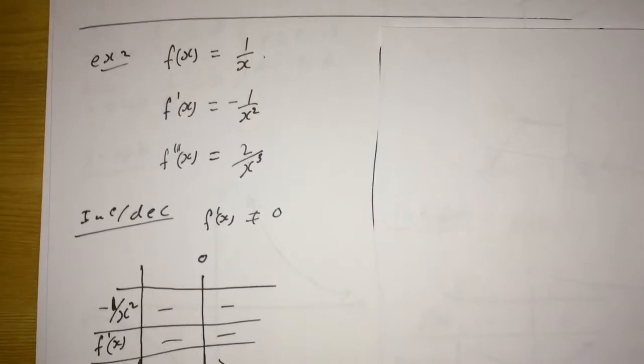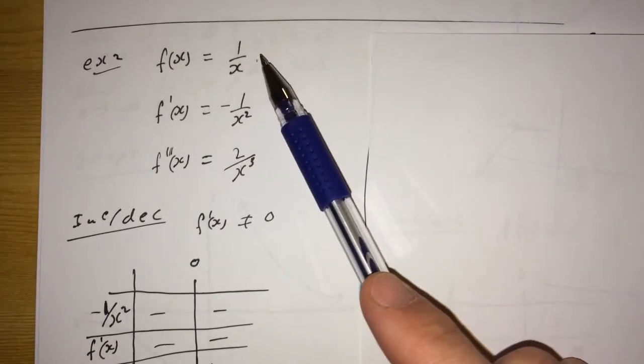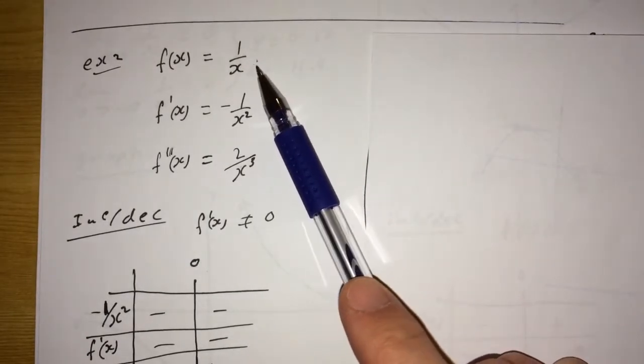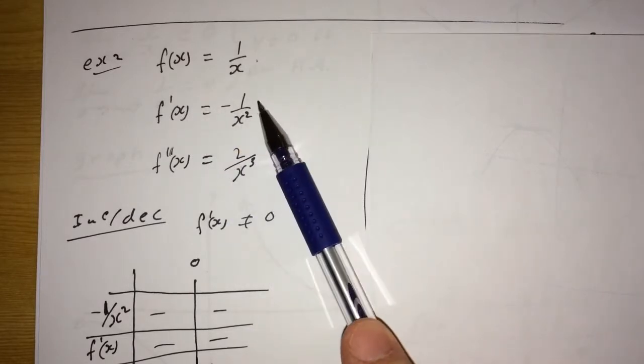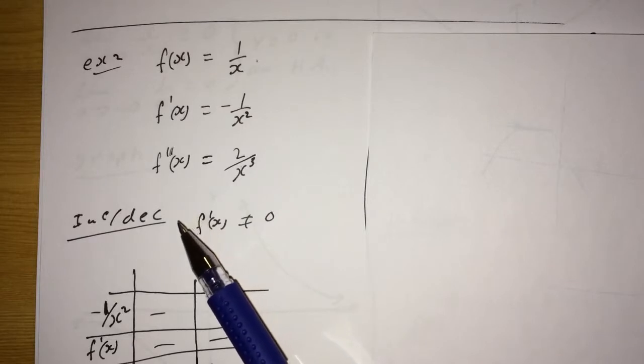More examples of curve sketching here with the increasing, decreasing, and concavity tables. So we're going to look at a function again that we know, 1 over x. We know that f prime of that is negative 1 over x squared, and f double prime is going to be 2 over x cubed.